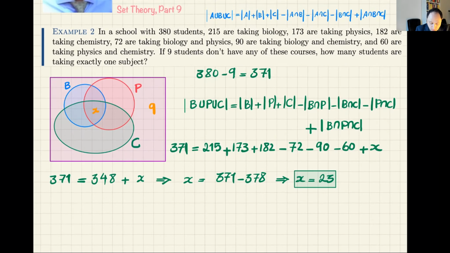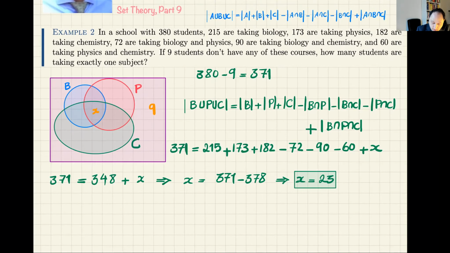Okay, now let us see what is wanted. How many students are taking exactly one subject? So this is clear. Where are they? Yes, the people who are inside this region that I am hatching here. These people are the people who are taking only biology. They are not taking physics. They are not taking chemistry, because this is in the biology set, but outside the physics set and the chemistry set.